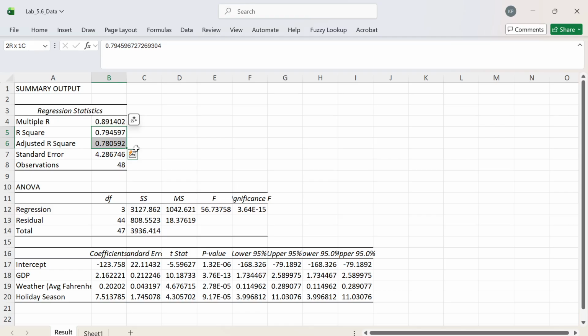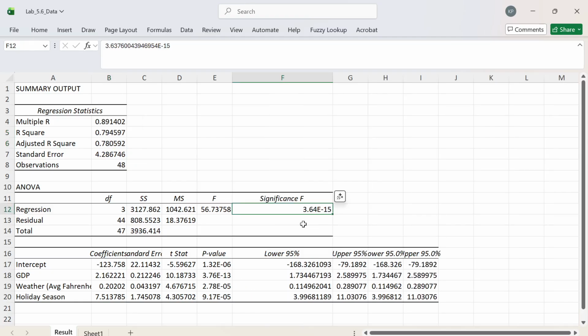Again, the adjusted R square value is 0.781, which represents that the model provides a reasonably high ability to explain monthly product demand. The next indicator is checking significance F. Significance F comes from the F test, and you can see 3.64 times 10 power minus 15.